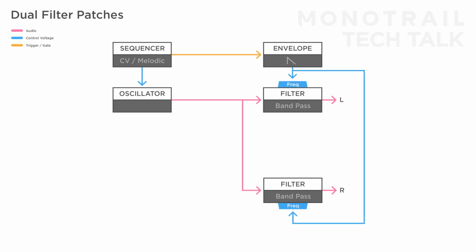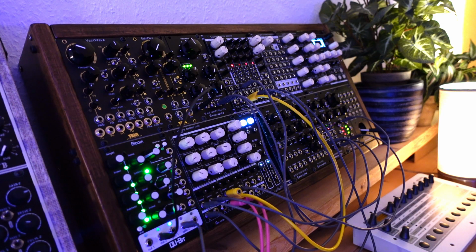Here, the envelopes are used on the frequency of both filters. Then just use a single LFO to modulate the bandwidth of both filters, but use the attenuators to create an inverted effect on one of them. This creates subtle shifts in the stereo field.